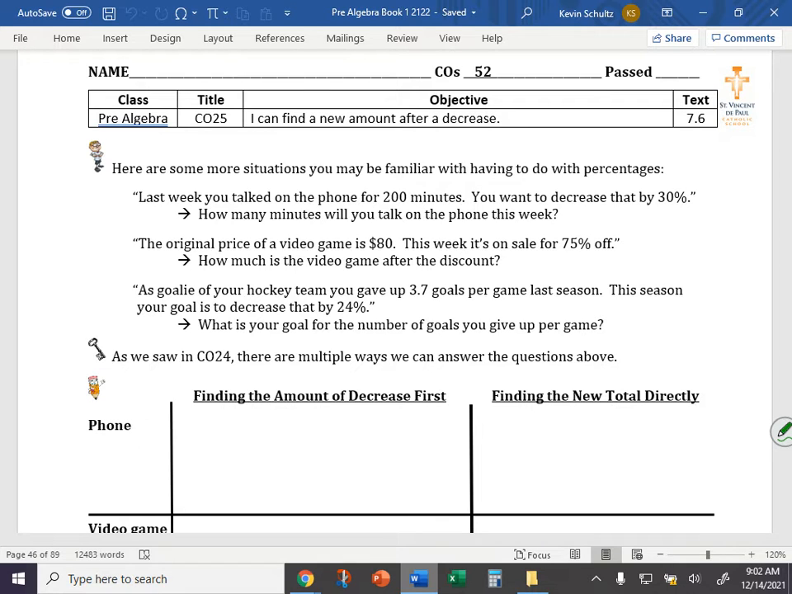And as goalie of your hockey team, you gave up 3.7 goals per game last season. This season, your goal is to decrease that by 24%. What is your goal for the number of goals you give up per game? So very similar situations, right?